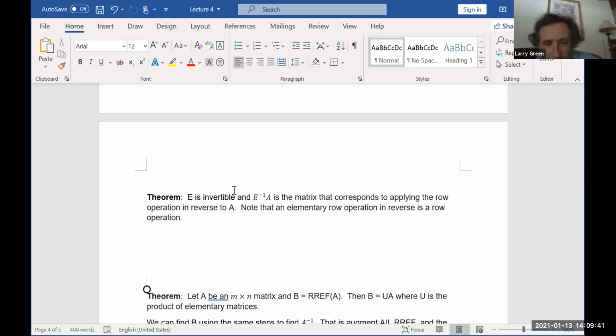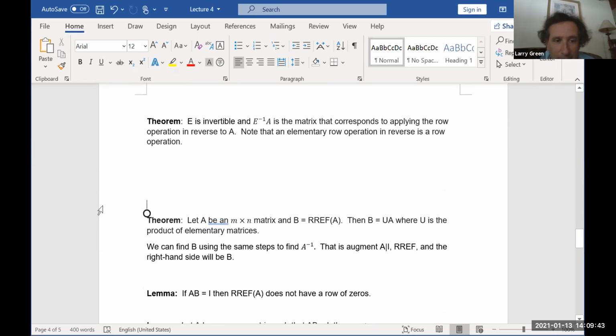Okay, so that brings us up to the next theorem, which is an important one. Let's suppose A is an m by n matrix, and B is the RREF of A. Then B is equal to U times A, where U is a product of elementary matrices. Why is that true? Why is that immediate?